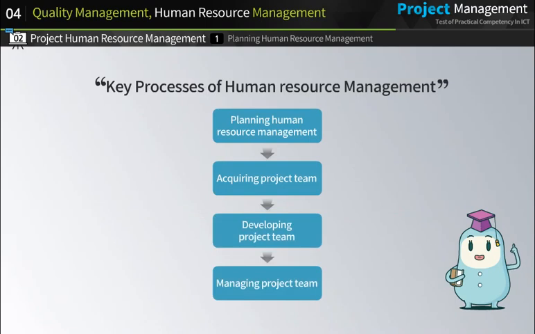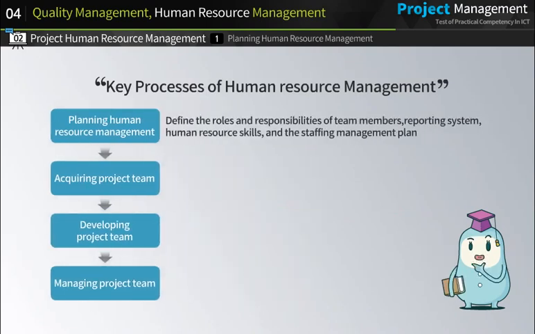Following is the key processes of human resource management. First, in the phase of planning human resource management, the roles and responsibilities of team members, reporting system, human resource skills, and the staffing management plan are defined.